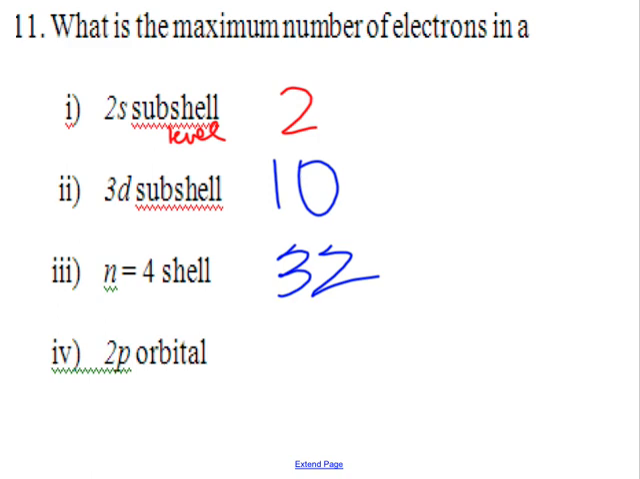And again, in the textbook, you might see 2px, or you might see 3dy squared, and you're like, what? That's just one orbital, okay? That's all it is. So there's only going to be 2 electrons in that orbital.